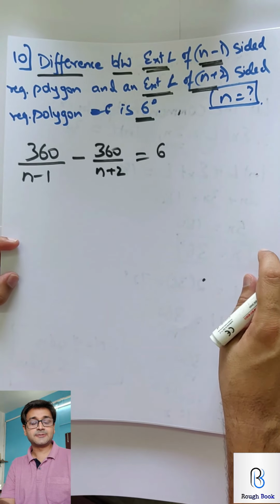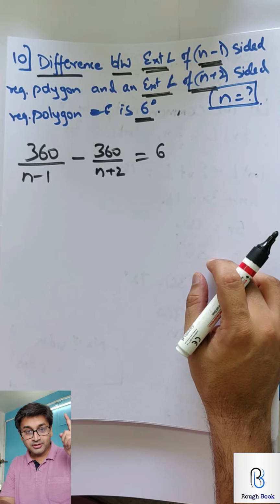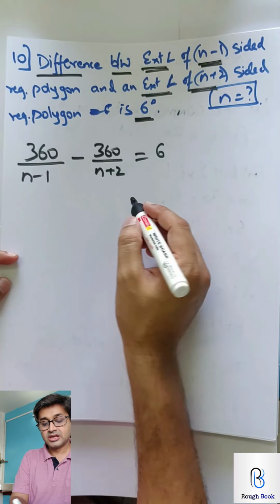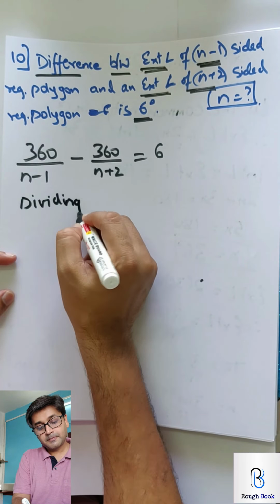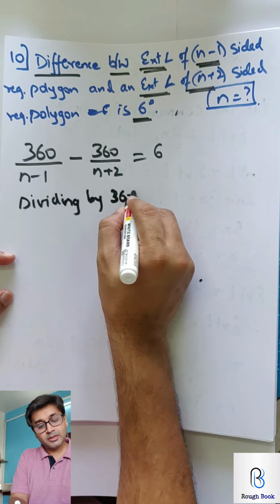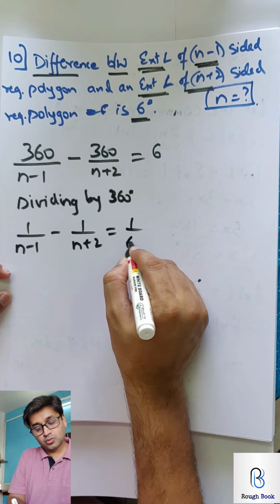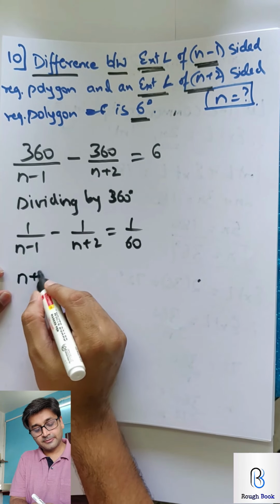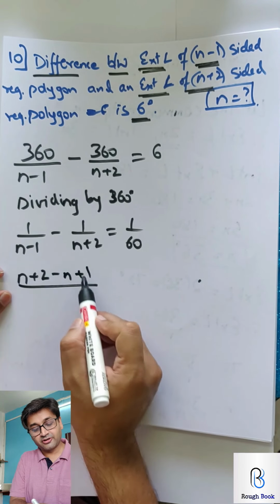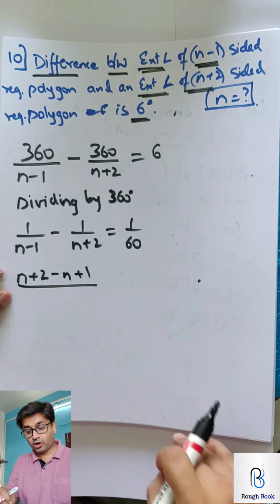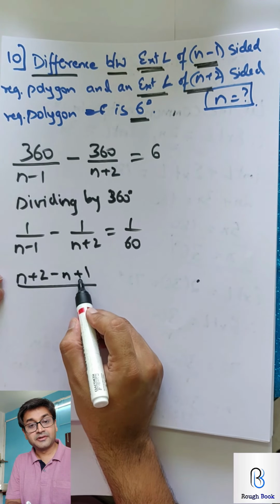Did you manage to get this? Yeah, this is a good question. Now divide each by 360. You remember we used to use it in simultaneous equations. So dividing by 360, and what will I get? 1 upon n minus 1, 1 upon n plus 2, 1 upon 60. Cross multiply. So n plus 2 minus n plus 1. Don't forget that this minus should affect both. This is where, if you have gone wrong at the end of the answer and you come back, you must have gone wrong here. You must have written this minus.